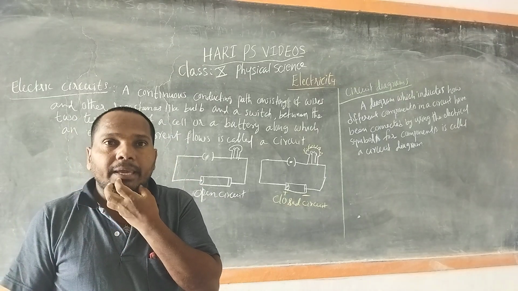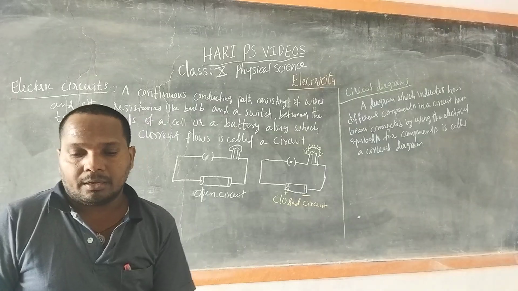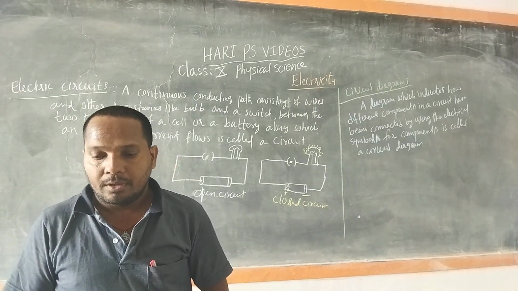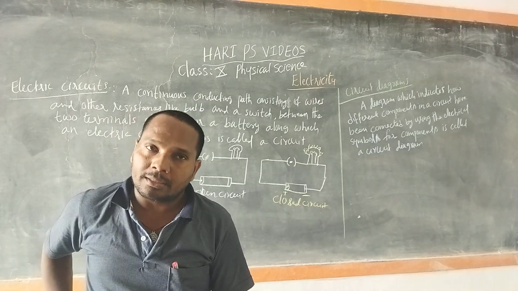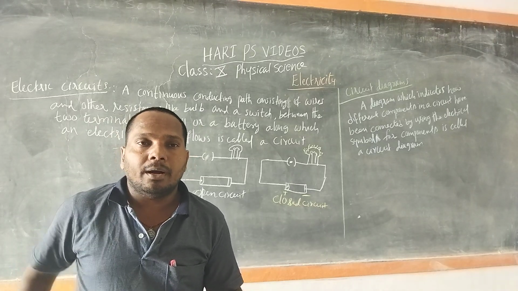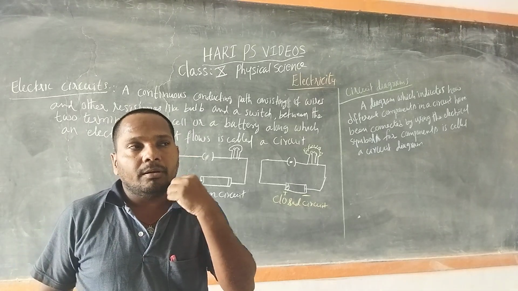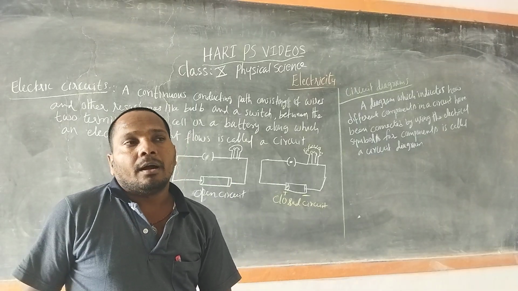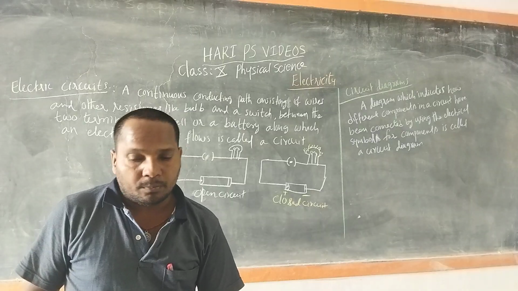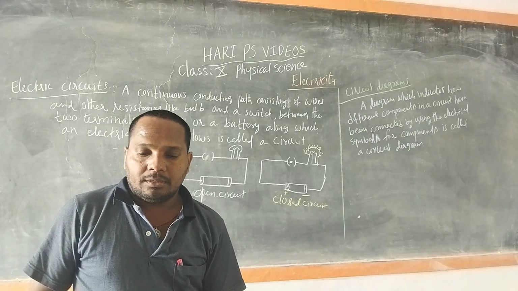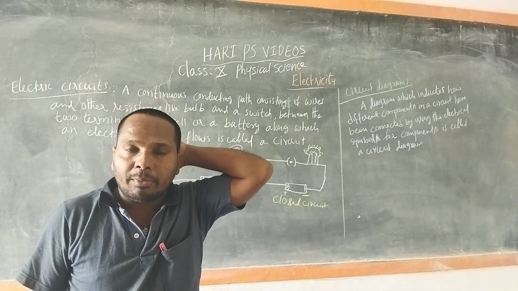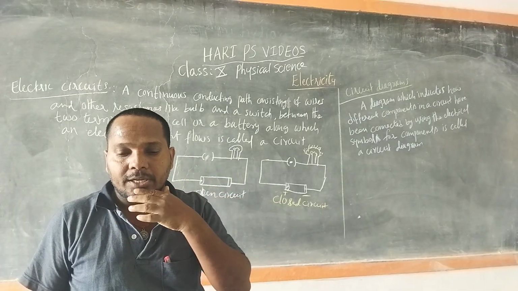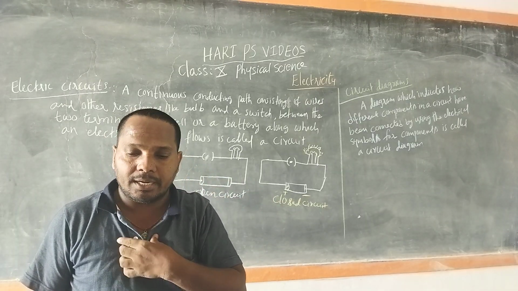So a cell can make electrons move and electric current flow, but there must be a conducting path. Without a conducting path, a cell or a battery cannot make the electrons move and the electric current cannot flow between the two terminals of the cell, through which the electrons can move and cause electric current.